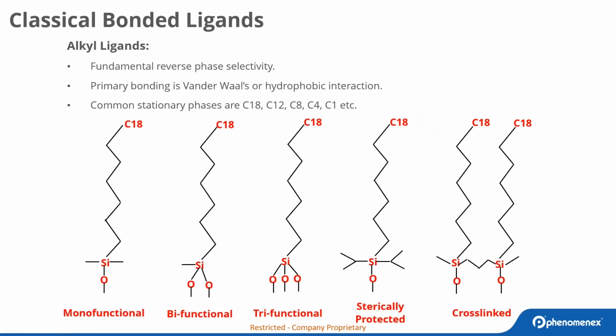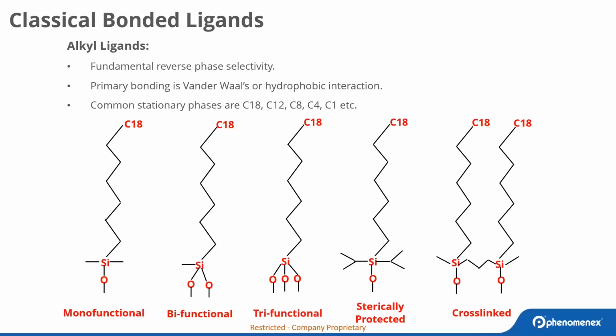Now looking at the types of bonds that are out there, right? These are classical bonded ligands. When it comes to reverse phase chromatography, there are primarily alkyl and phenyl bonded ligands, which are used in most analyses, although there can be other ligands like amino and cyano. Those are a little bit more limited, right? Those are options. For alkyl ligands, these include different types like C18, C12, C8, C4 ligands. There's also C30, C5, even C1 ligands that can be used in reverse phase mode.